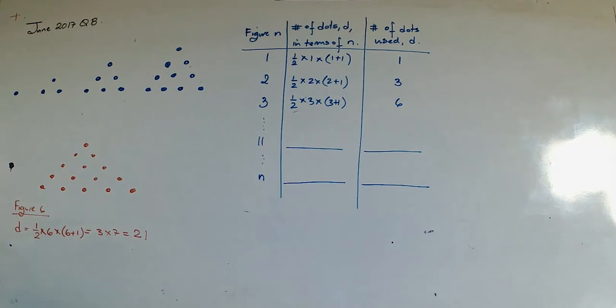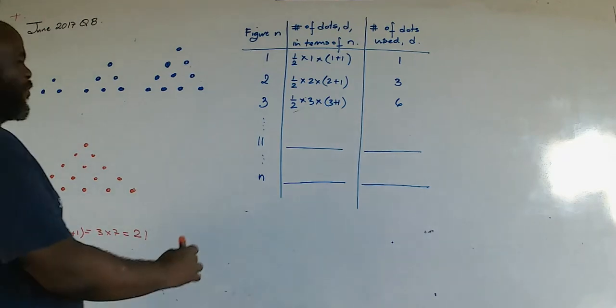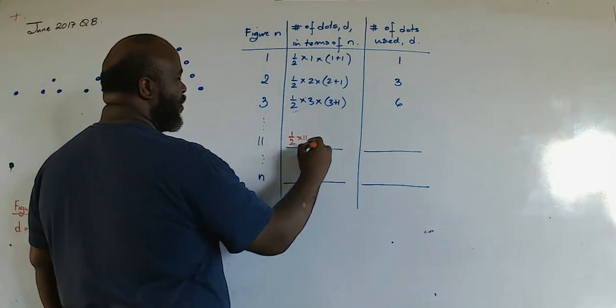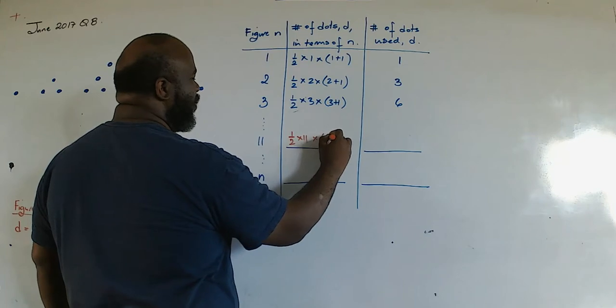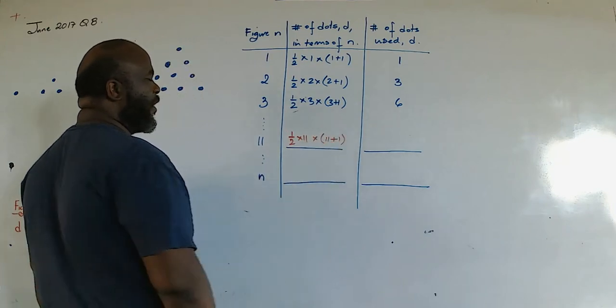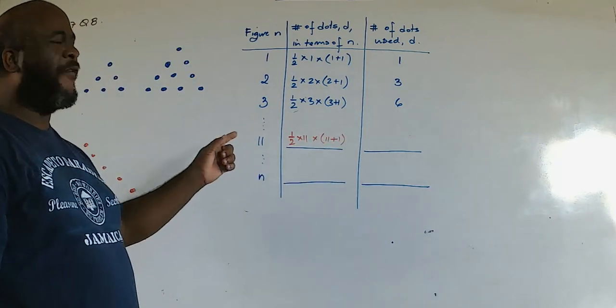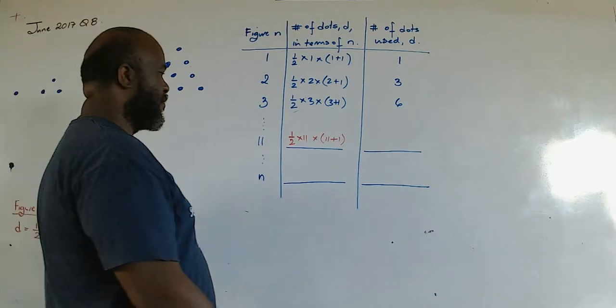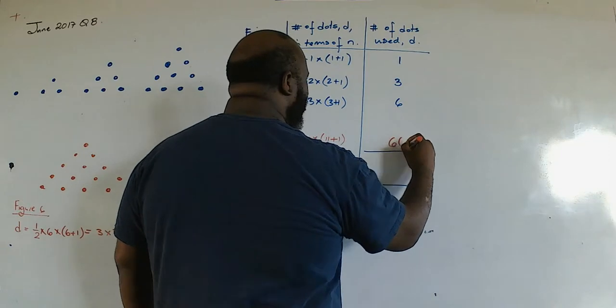Complete the row which corresponds to figure 11. So this would be a half times 11 times 11 plus 1. Do you agree? Yes, sir. 11 plus 1 is 12. A half of 12 is 6. 6 elevens. Did you get that?